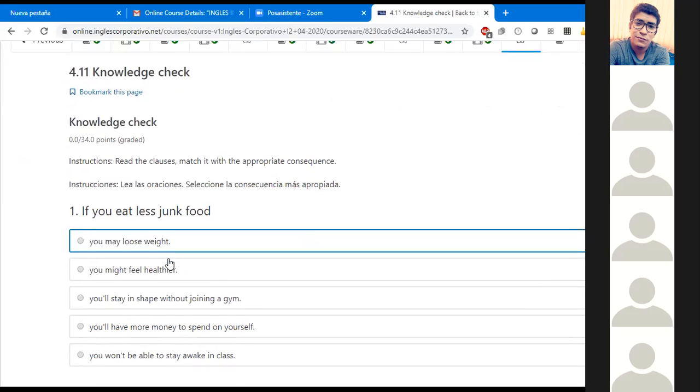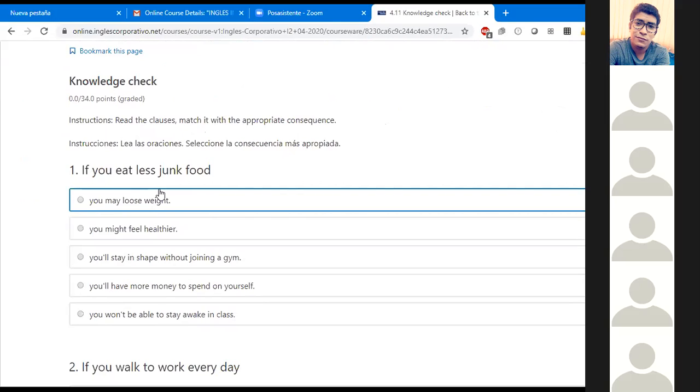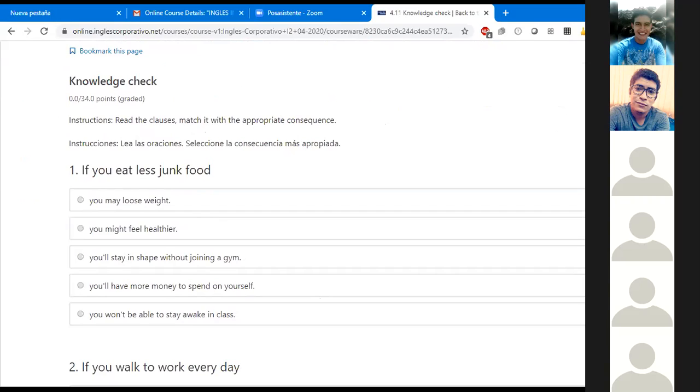Okay, now we have Xiomara, can you please read the instructions and then the first sentence, please? Read the clauses, match them with the appropriate consequence. Appropriate, with the R. Appropriate consequence. Good.